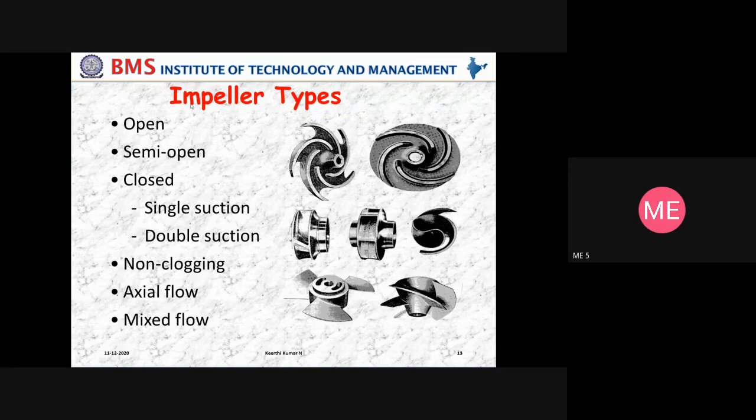In the impeller type, there are three major types: open, semi-open, and closed. In the closed type, there is single suction and double suction. Here, it is closed on both sides, but the suction takes place on only one side. But here, the blades are closed on both sides, and the suction takes place on both sides. So it is called double suction closed type.